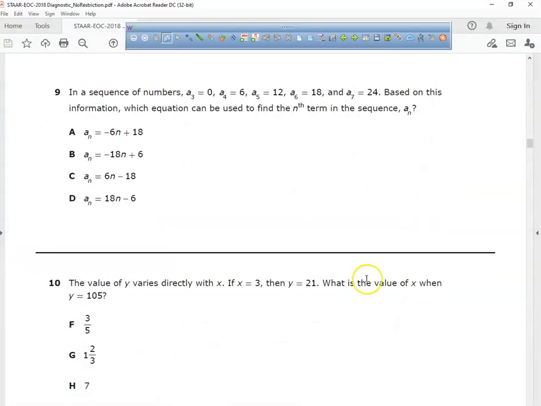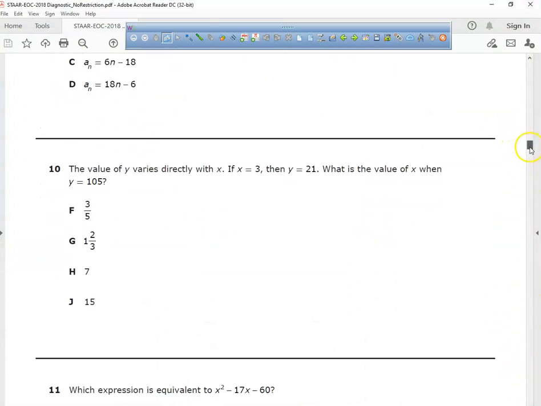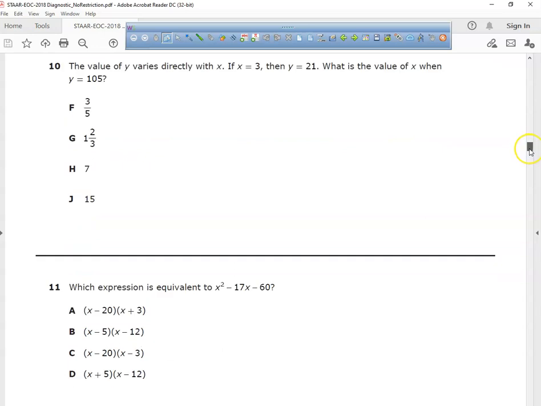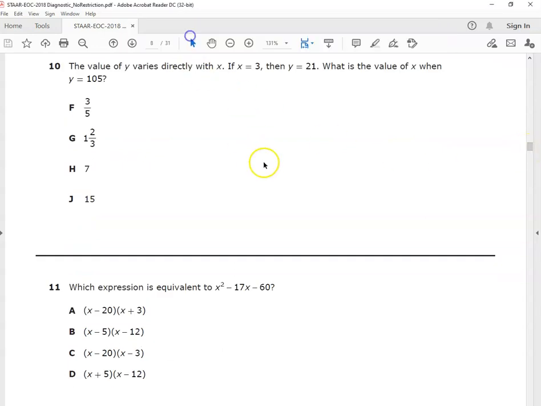All right. The next problem will be a lot faster. The reason I spent a little bit more time on the previous one is simply because you had not seen that before. So we're going to do 10 and 11. Won't take long at all.